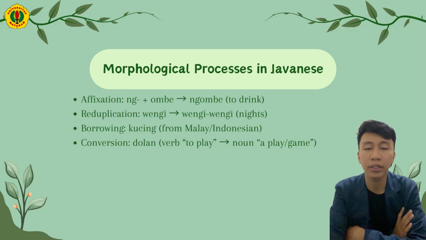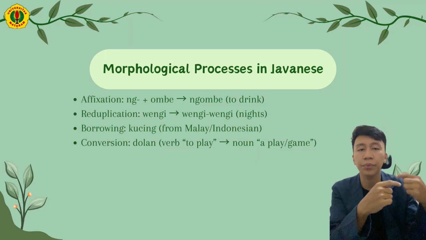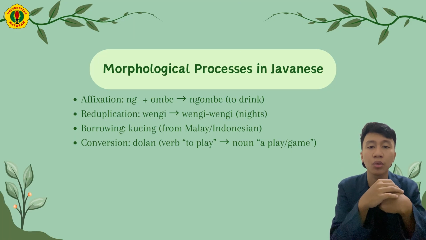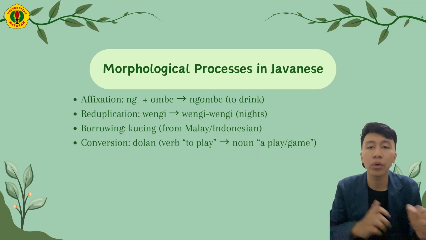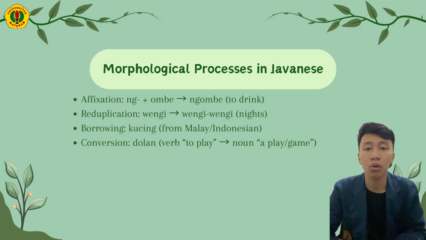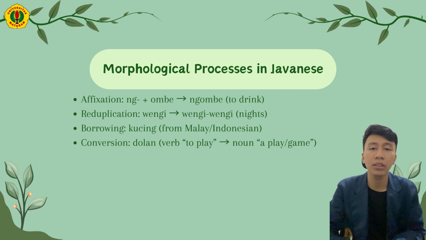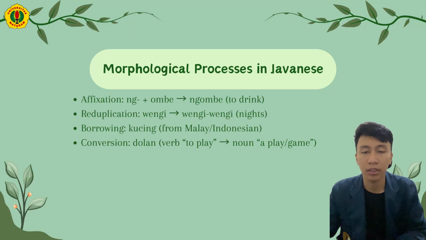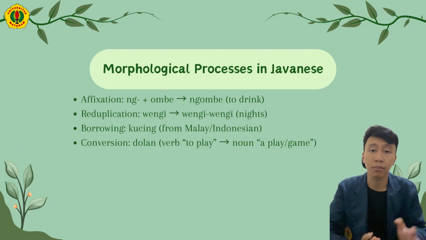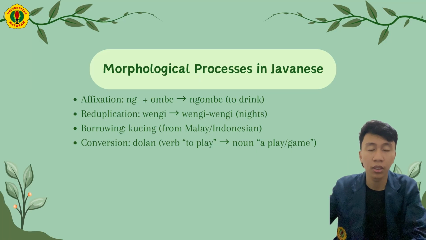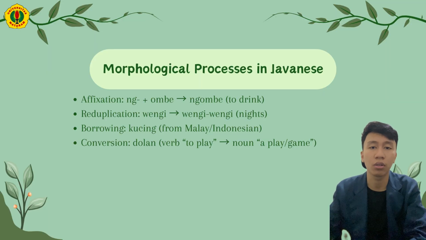The second is reduplication. It is repeating a word to indicate plurality or intensity. For example, the word wengi becomes wengi-wengi, which means nights. And next is borrowing. Borrowing is adopting words from other languages, such as kucing in Javanese. It means cat, which is borrowed from Malay or Indonesian.